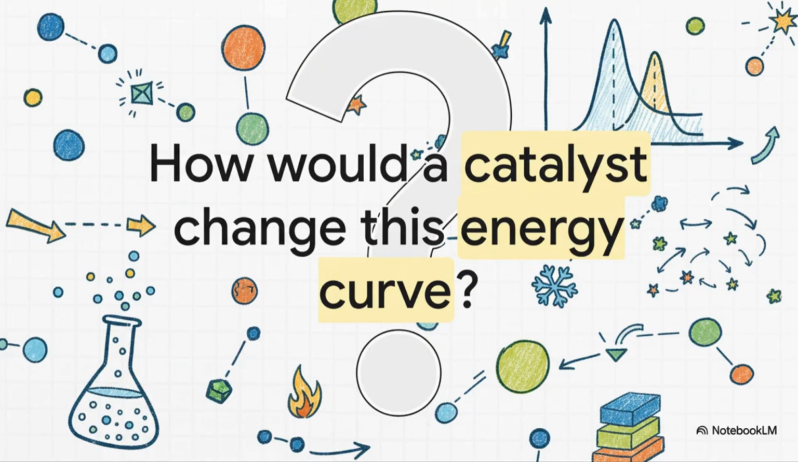And this is where we can really see the magic of a catalyst. When you add one, it creates a brand new path on our energy map, one with a much, much lower hill. The starting and ending points are exactly the same, but the journey itself just became way easier. This means a lot more molecules can make the trip in the same amount of time.